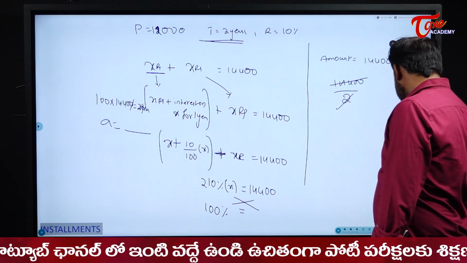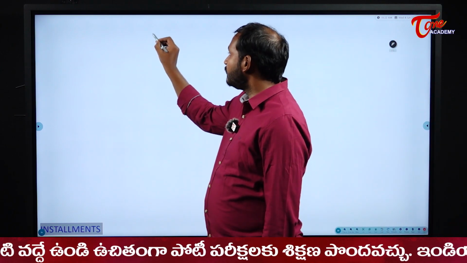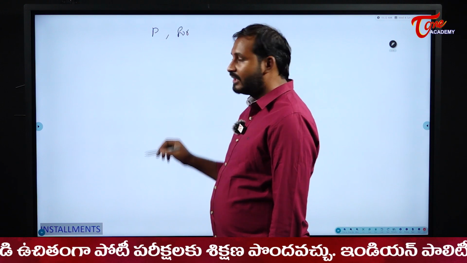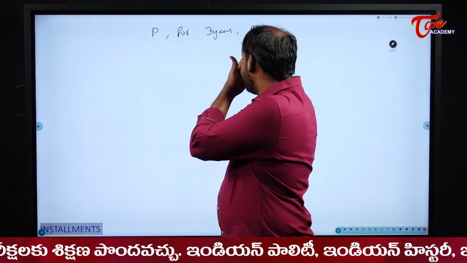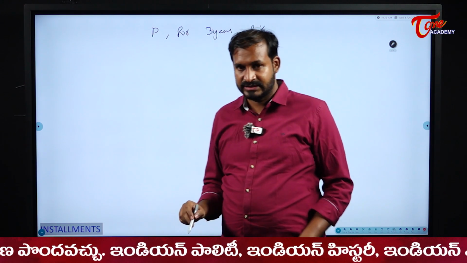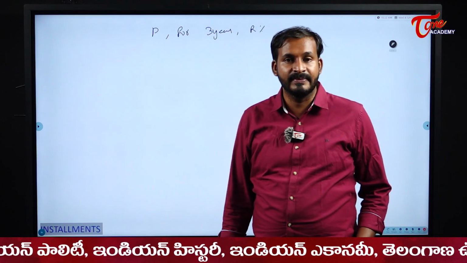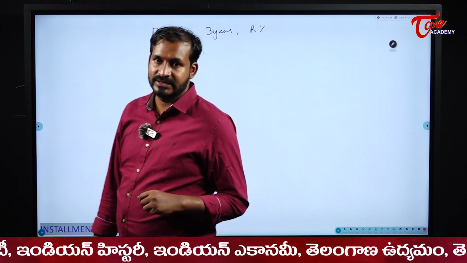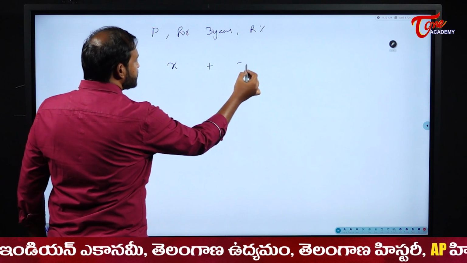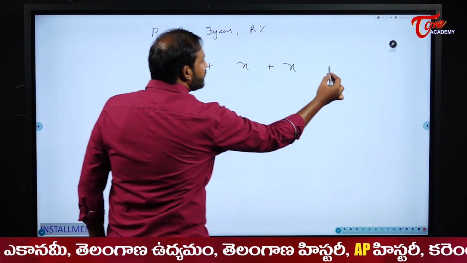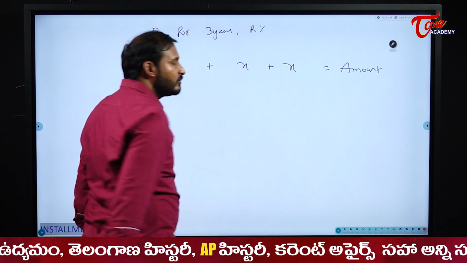Now, similarly, if I have taken some money, some principal for 3 years at R% rate of interest, how many installments will I pay here, students? I will pay 3 installments, right? For 3 years. So, what it becomes? X plus X plus X, and this should be equal to my amount. Please be careful, students. This should be equal to my amount.